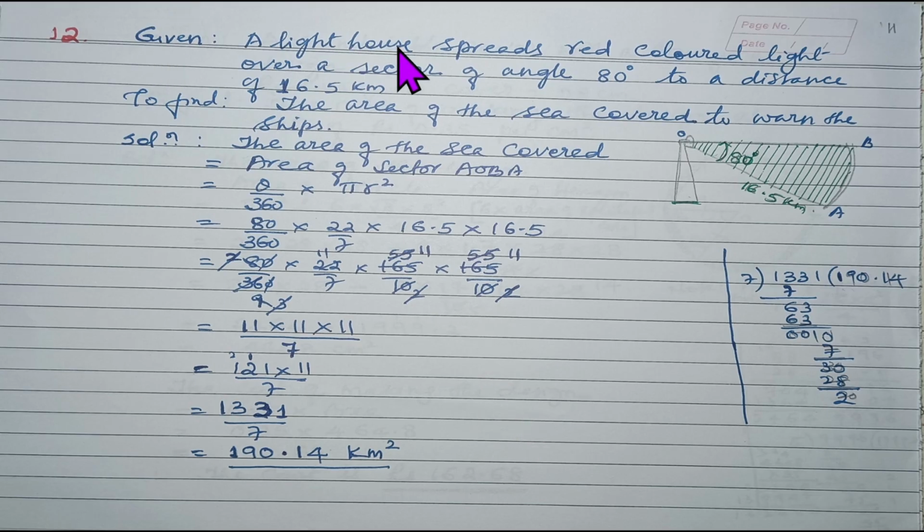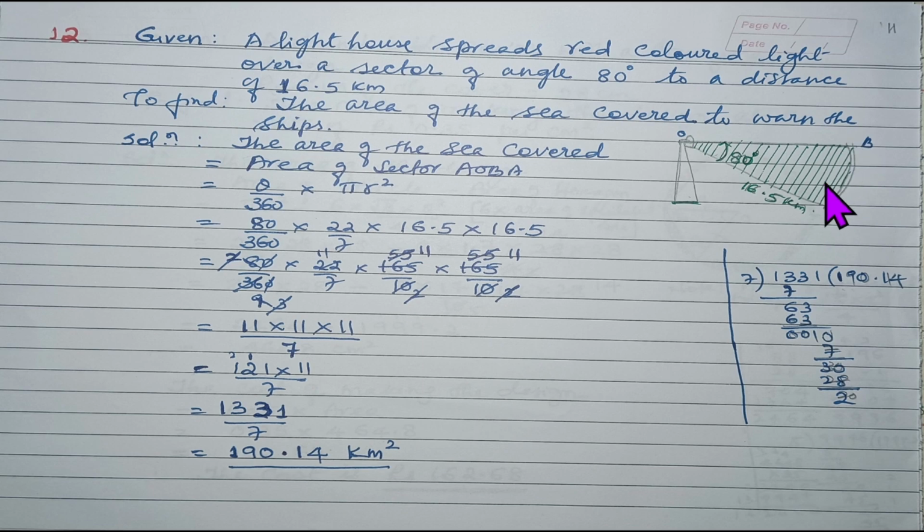Now coming to the next example, example number 12. We are given a lighthouse, and it spreads red colored light over a sector of an angle 80 degrees to a distance of 16.5 kilometers. So the distance the light reaches is 16.5 kilometers. The angle of sweep is 80 degrees. Now we have to find the area of the sea covered to warn the ships. This red colored light is used for warning the ships, and therefore we have to find out the total area covered.